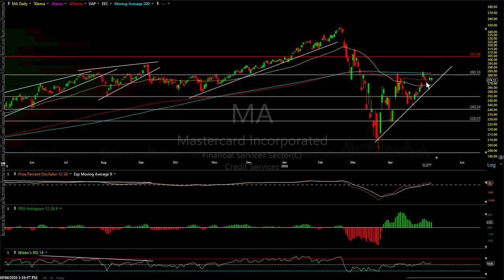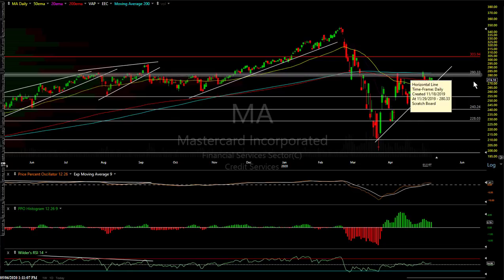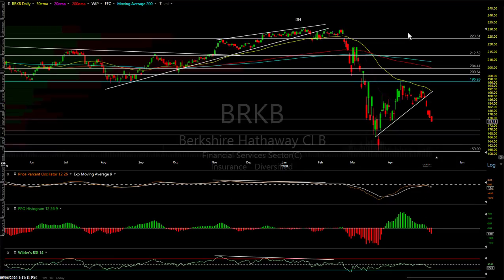MA, MasterCard, you need to see this trend line go. You can see a lot of these stocks are flirting with that confluence of key moving averages, the 200 and 50s, and that's it. So we haven't had a sell signal triggered yet, but we are at pretty significant resistance, been dancing around this 280 level for a while. Just a couple more to go.